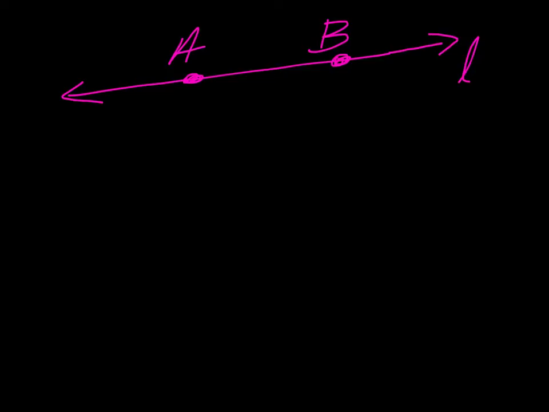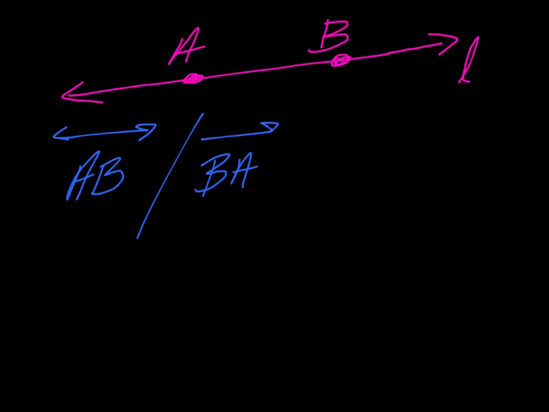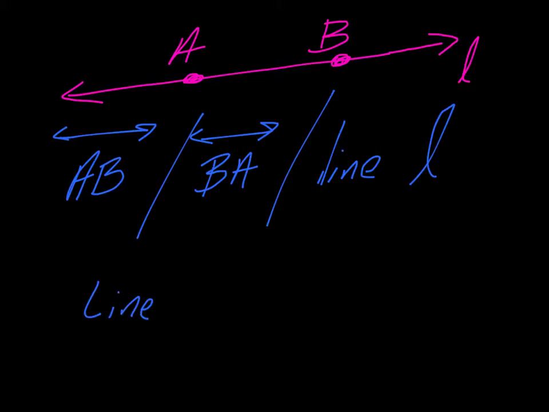So if I asked you to name this line, you can give me any number of answers. You could say that it's line AB with a little line symbol over it. Or you might say that it is line BA with a little line symbol. Now you might also be able to name it line L with that lowercase l.